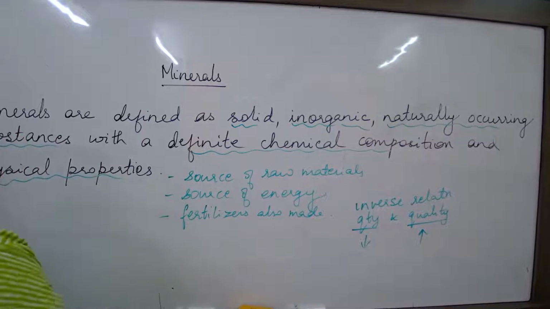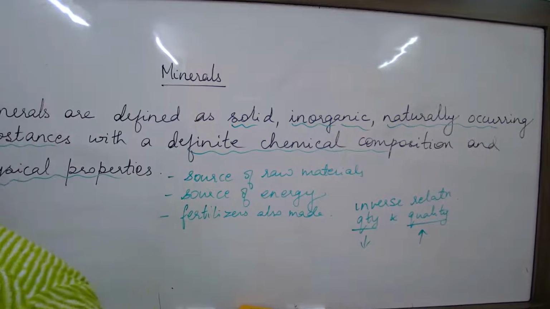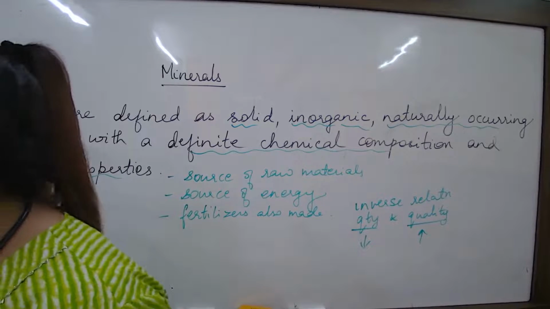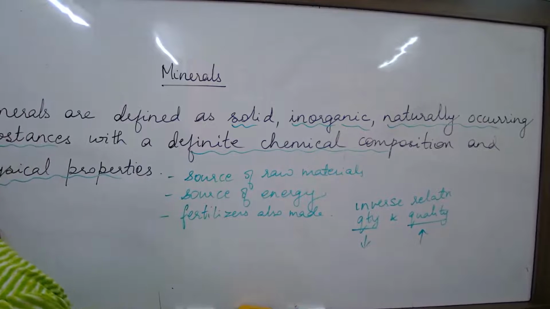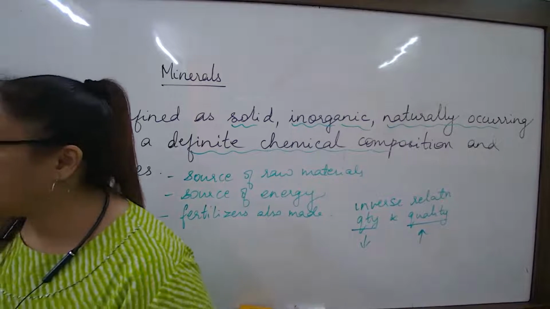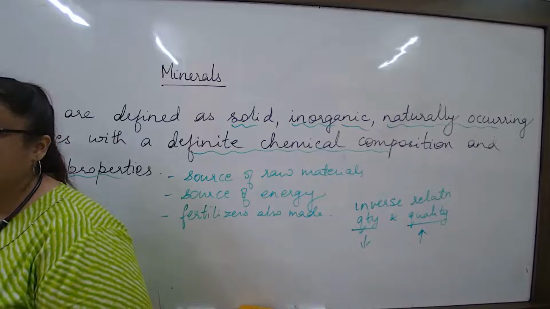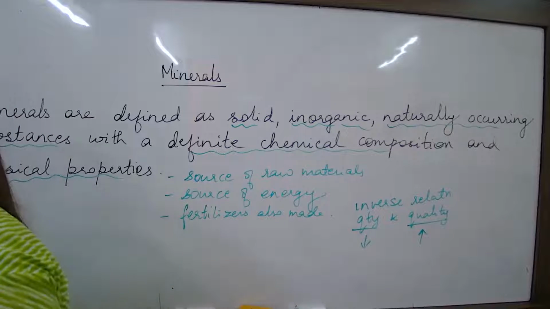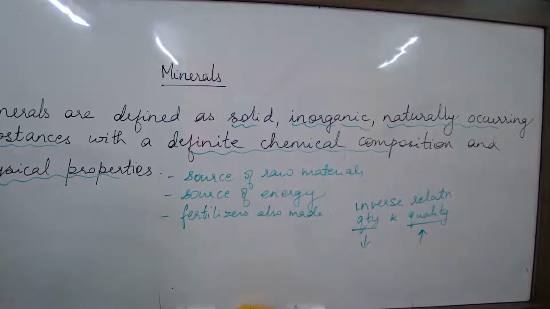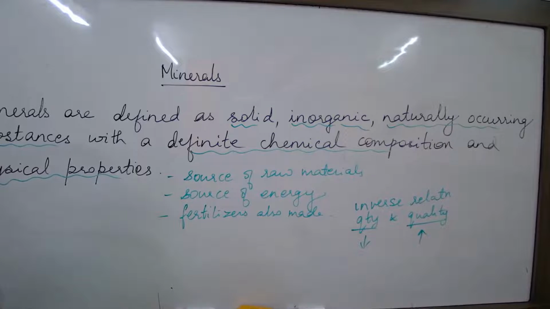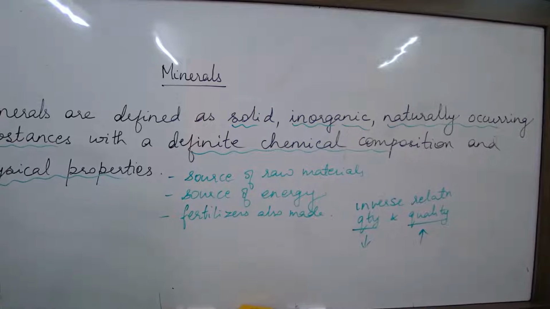So what are metallic minerals? They are those which can be melted to form products like iron, copper, bauxite, tin, gold, manganese, etc. You have metallic and non-metallic. Non-metallic are these: mica, limestone, which don't have any kind of metal in them, and they are brittle, they break easily, and they are not malleable and ductile.